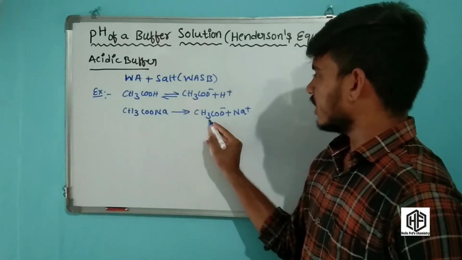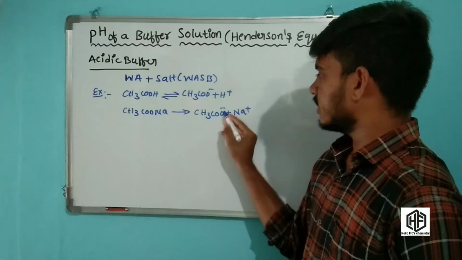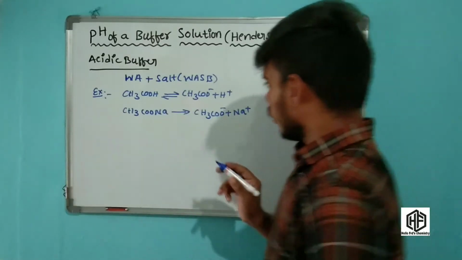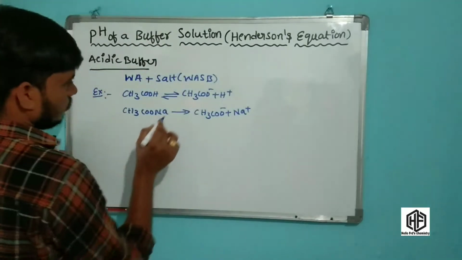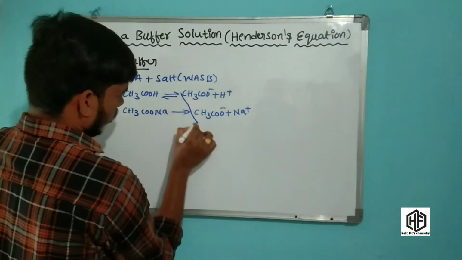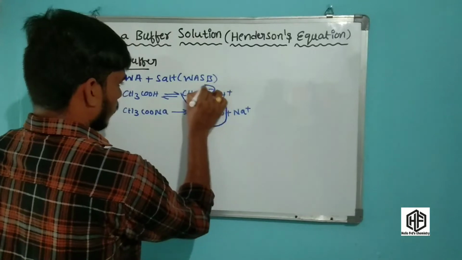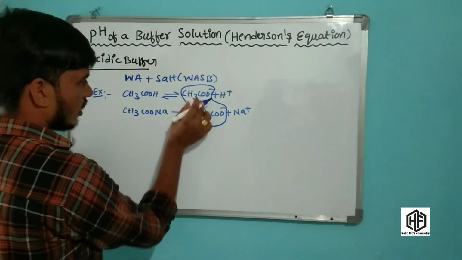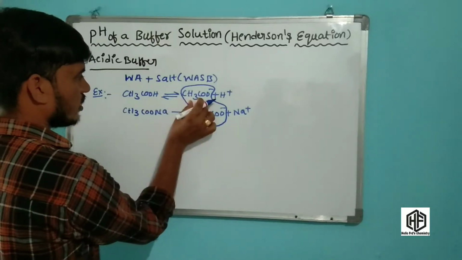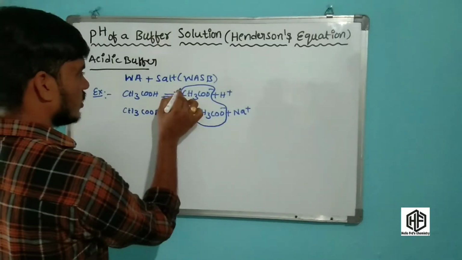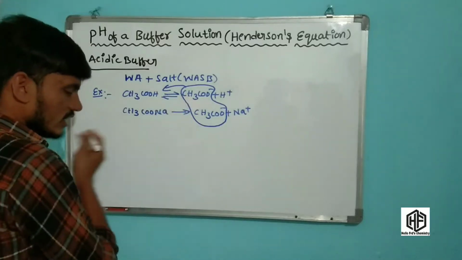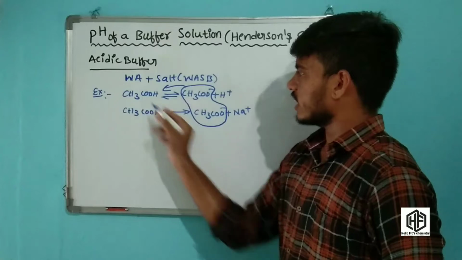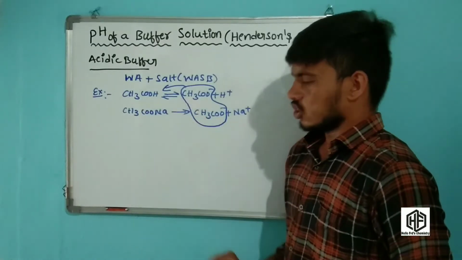This dissociates into CH3COO minus plus Na plus. This is the strong electrolyte. Now these two solutions have a common ion: the acetate ion is present in both. In the presence of the common ion effect, what happens, friends? The concentration of CH3COO minus increases. Now the backward reaction takes place. Friends, the backward reaction takes place in this solution.